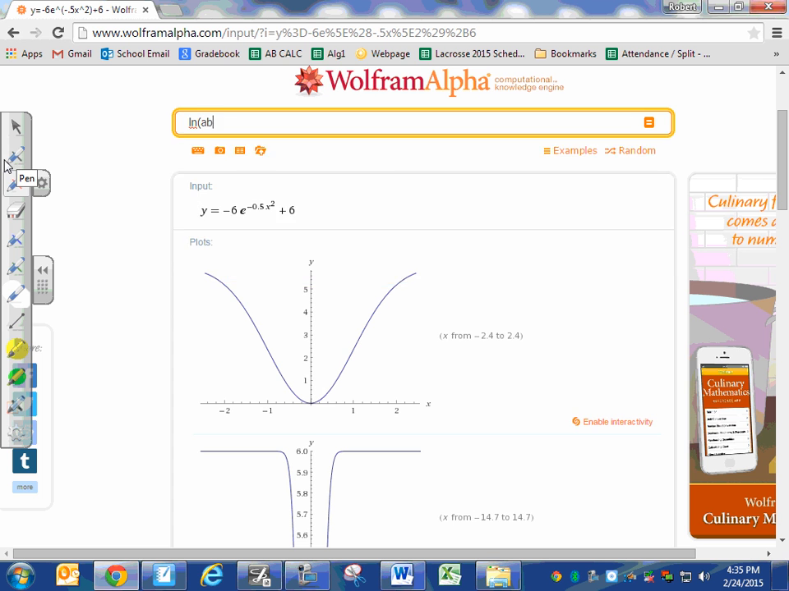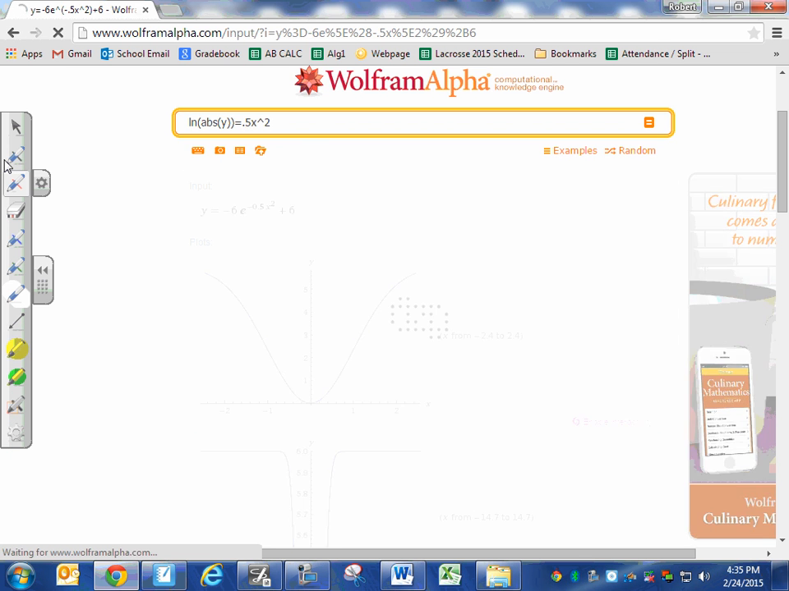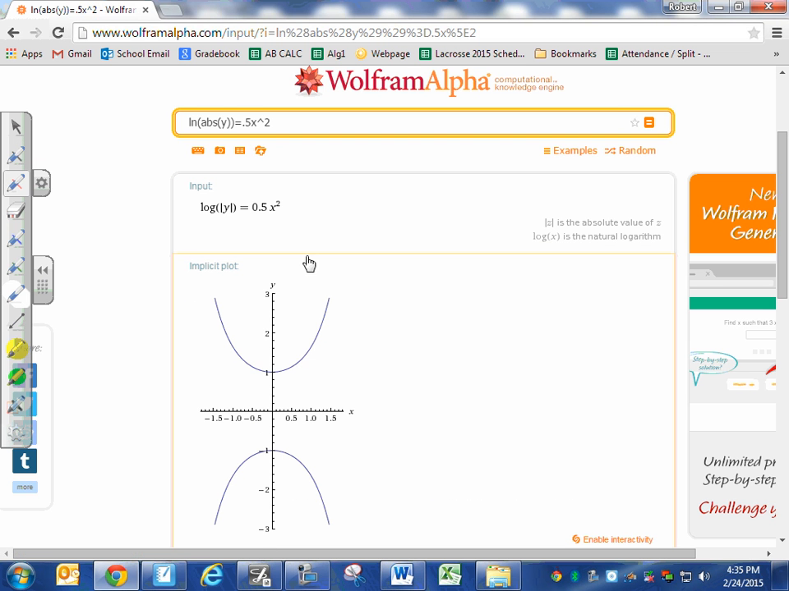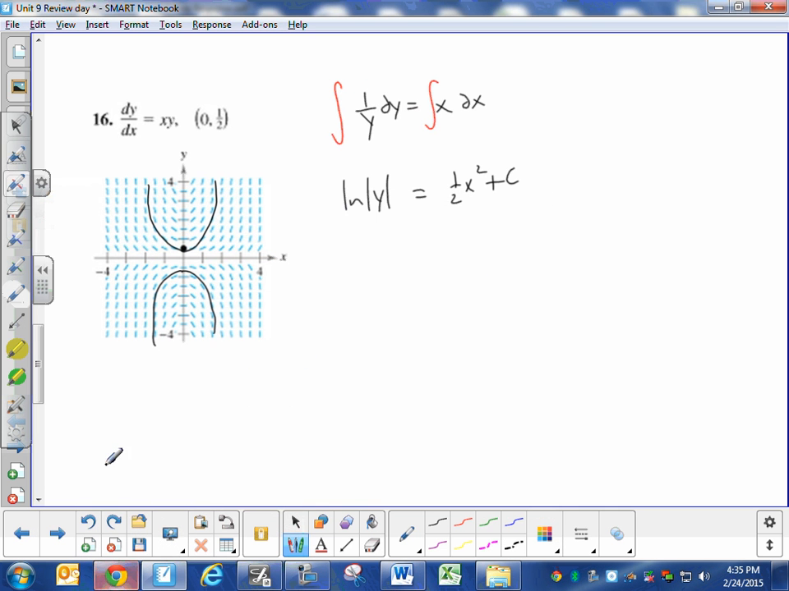Log absolute y equals 1/2 x squared plus a constant. If I don't have, it's probably going to like connect. Oh, there you go. So just what I guessed. So that's my solution that has derivatives that are equal to x times y. I'm going to go ahead and solve this for y. E to the power of both sides, I get absolute y is equal to c e to the 1/2 x squared, and then apply that plus or minus to c.